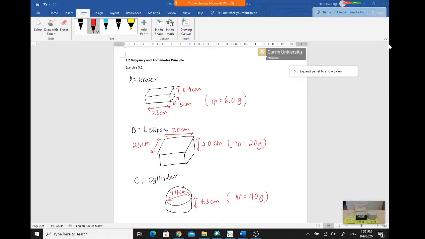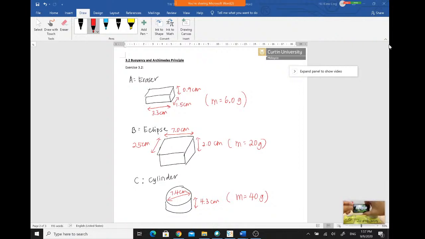Can you all see the setup of four objects on the table? We have one eraser, one Eclipse container, and one cylinder container, and one bucket of water. Right, so what I want you all to do here is, okay, these are the mass of each object. Okay, eraser is 6 gram. Can you see the candle? Okay, it's 6 gram.